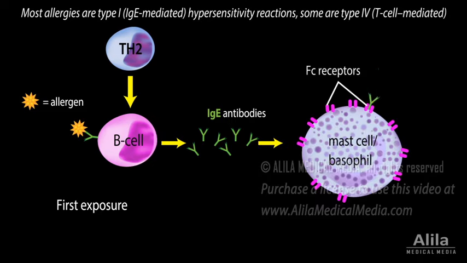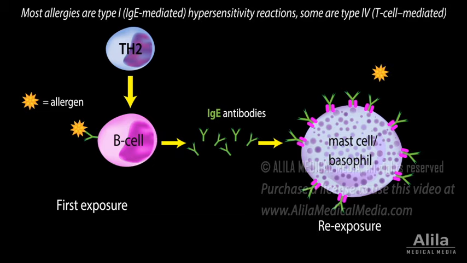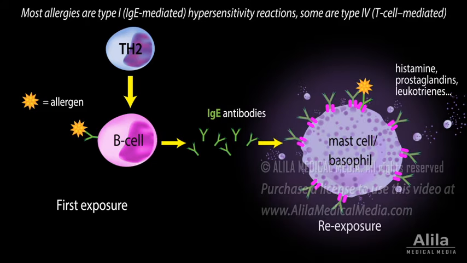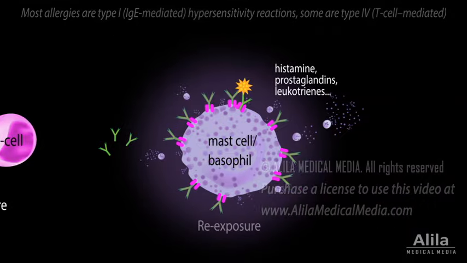IgE molecules then bind to their receptors on the surface of mast cells and basophils. The first exposure is usually asymptomatic, but the body is now sensitized. Upon re-exposure to the same antigen, the antigen binds to adjacent IgE molecules, bringing their receptors together, triggering a signaling cascade that induces the release of histamine and other inflammatory chemicals.